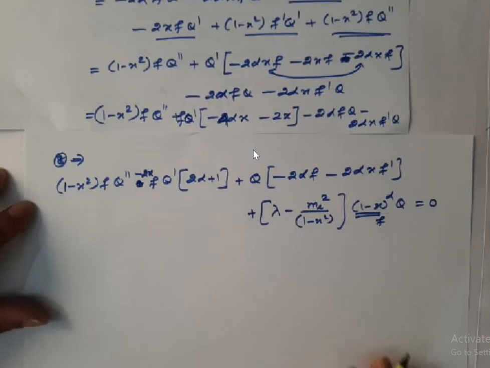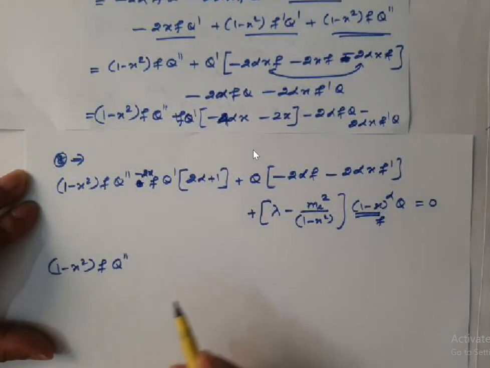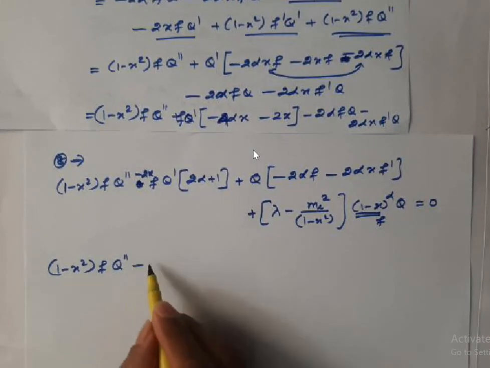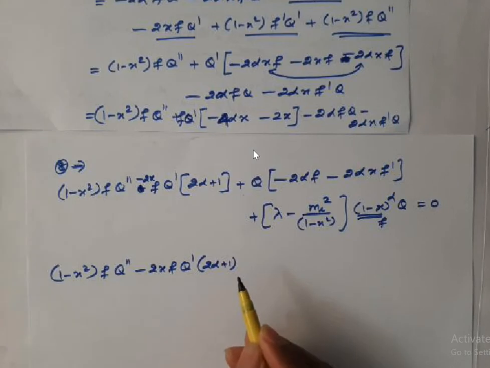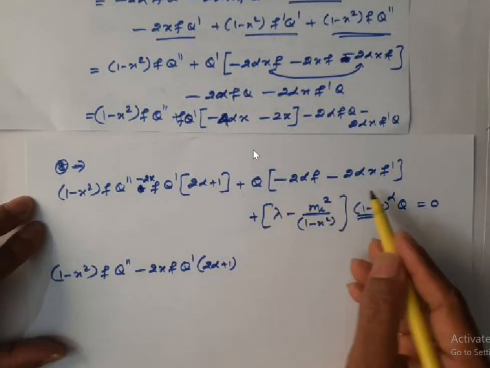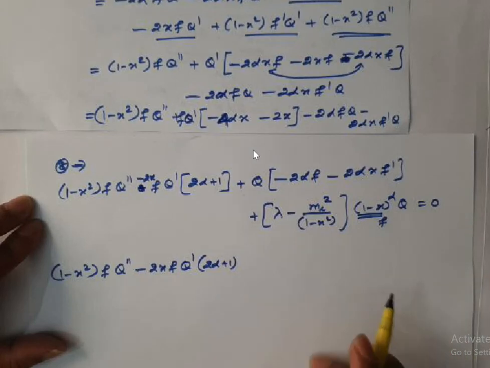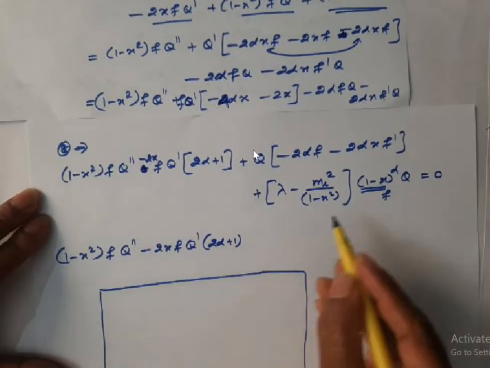Okay. So now what I'm going to do is let me write one more step. 1 minus x square f q double dash, then minus 2x f q dash times 2 alpha plus 1, and here we have this quantity. Let me simplify this quantity before going with the other one. Okay, so let me do a small algebra here. Just watch it carefully.